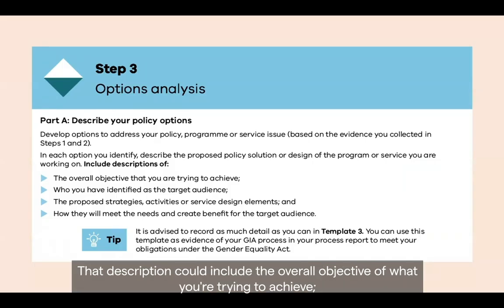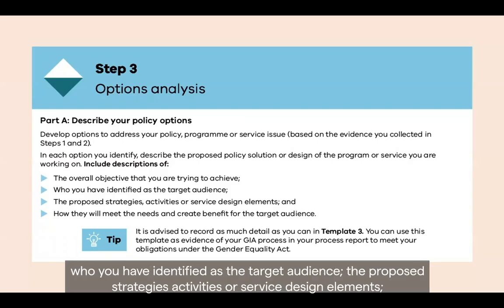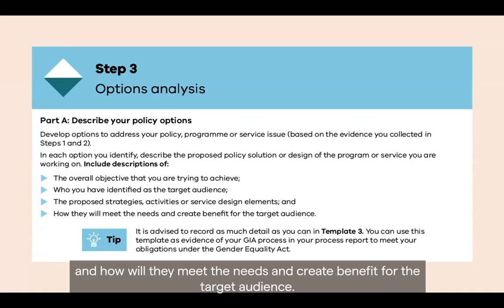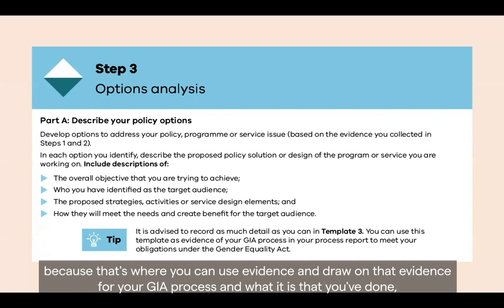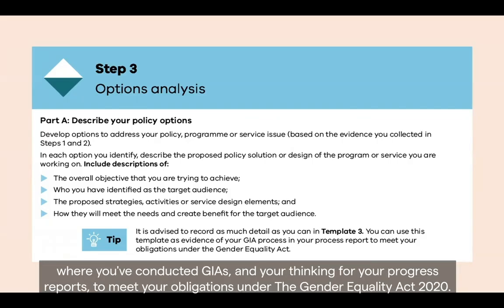That description could include the overall objective of what you're trying to achieve, who you have identified as the target audience, the proposed strategies, activities, or service design elements, and how will they meet the needs and create benefit for the target audience. It's really recommended that you record as much detail as you can in template 3 at this stage, because it's where you can use evidence and draw on that evidence for your GIA process and what it is that you've done, where you've conducted GIAs and your thinking for your progress reports to meet your obligations under the Gender Equality Act.